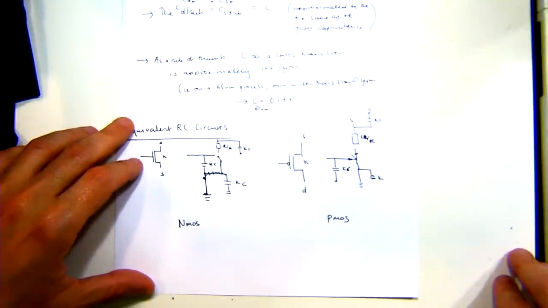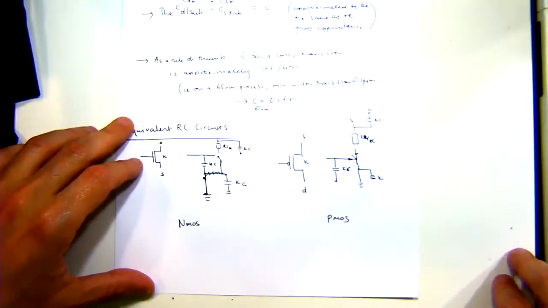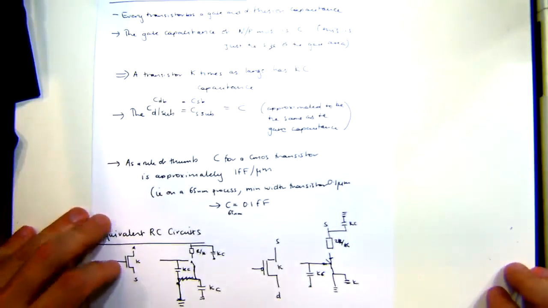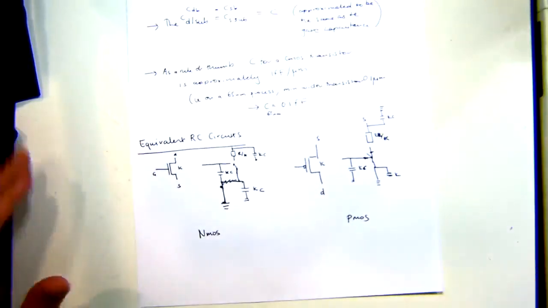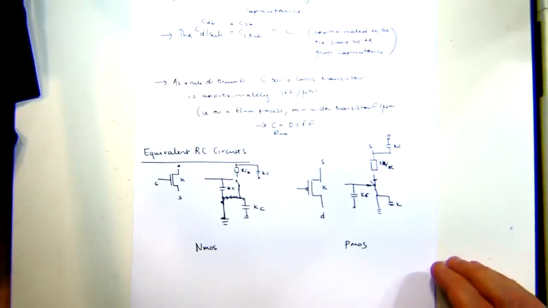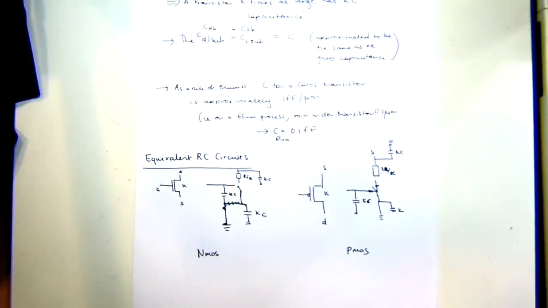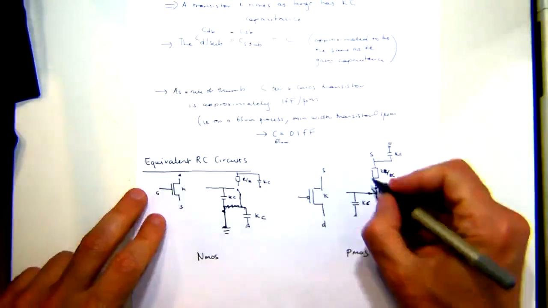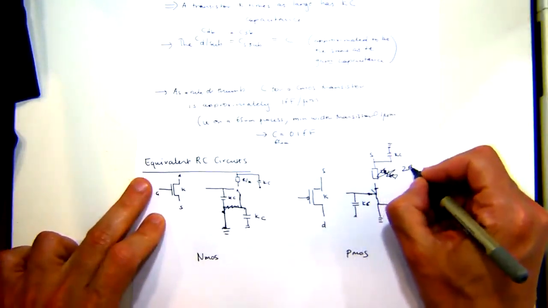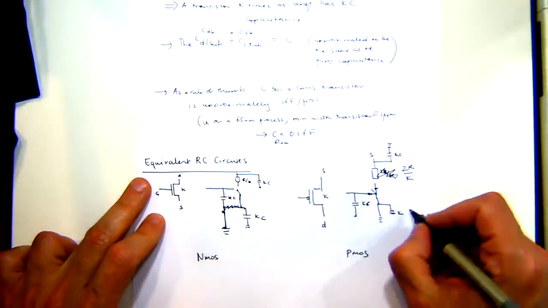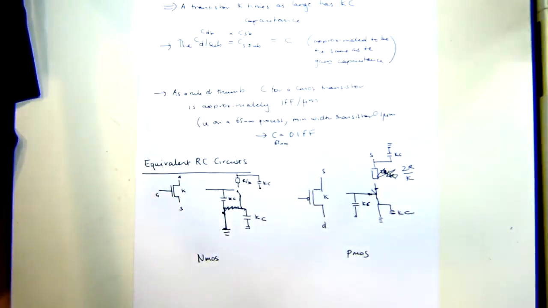Yes, was there a question? For the PMOS, is it 2R on K or 2R on 2K? 2R on K. That's me not being able to write. 2R on K. Sorry, KC, yes. Okay, thank you. 2R on K, KC. Thank you.